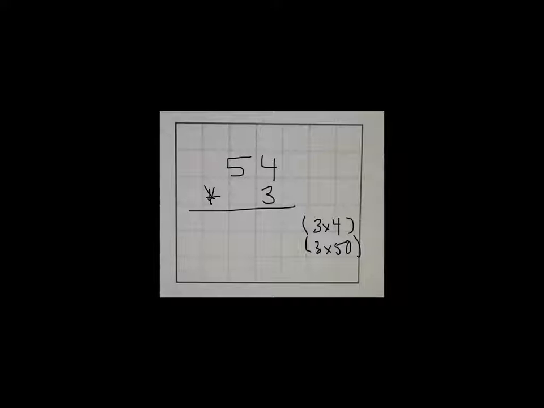So first we have 3 times 4 is 12. 3 times 50 is 150. We add them. 2 plus 0 is 2. 1 plus 5 is 6. 1. Let's double check with an estimate. 50 times 3 is about 150.